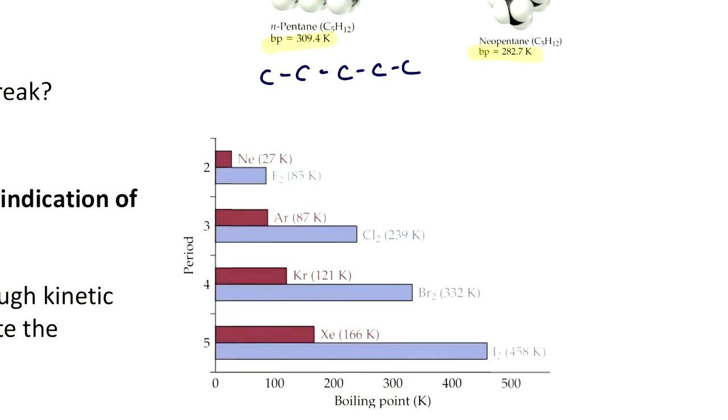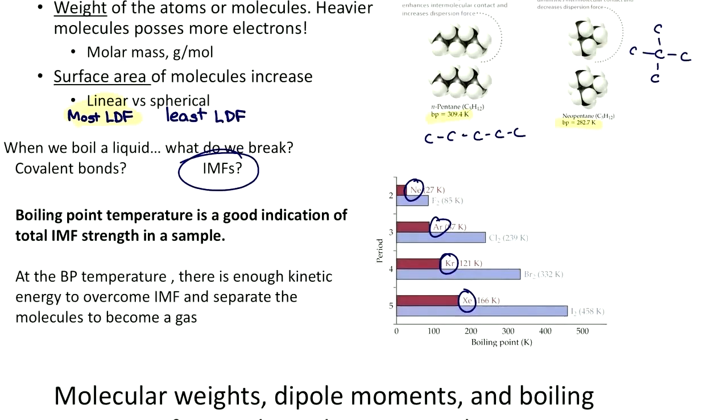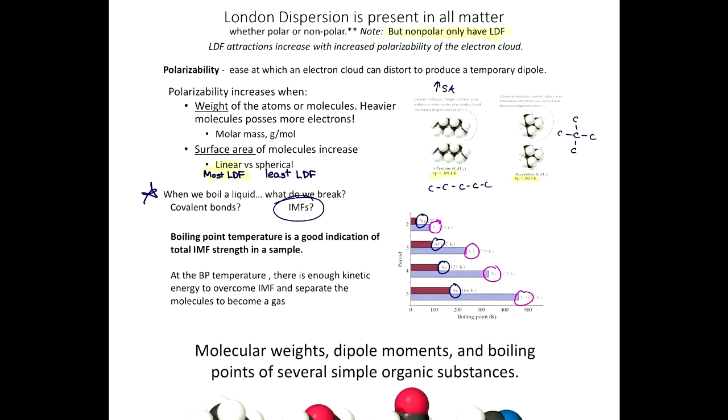So here are some examples. If you look at neon, argon, krypton, xenon, you can see the boiling point temperature increase. And if you look at the periodic table, you know that those atoms get heavier as you go down the periodic table. So we see that those boiling point temperatures increase because their weights increase, and this is due to the increasing amount of London dispersion forces. And then you see the same thing for the halogen series as well: diatomic fluorine, chlorine, bromine, iodine. Also, we're going down that group. These molecules are getting heavier, with more London dispersion as we go down.